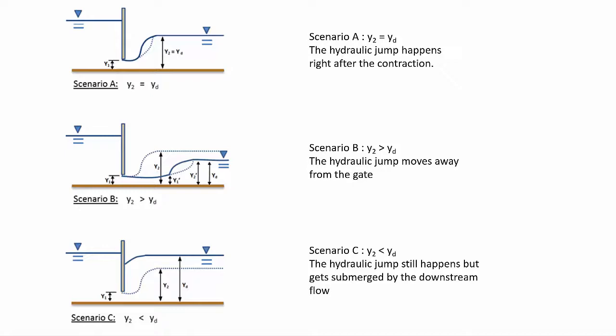Instead, the flow after the contraction will pass through a gradually varying region to increase the water level to y1 prime, so that the predicted y2 prime can match yD. In this case, the hydraulic jump moves away from the gate. Next, in scenario C, where the predicted y2 is less than yD, the hydraulic jump will still occur but gets submerged by the downstream flow. To make meaningful measurements, we need to avoid this submerged situation.